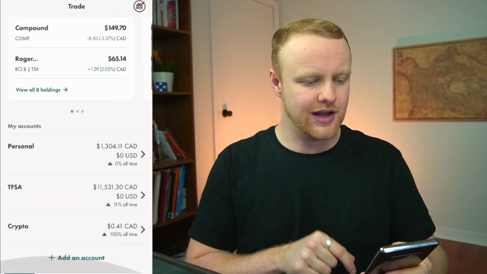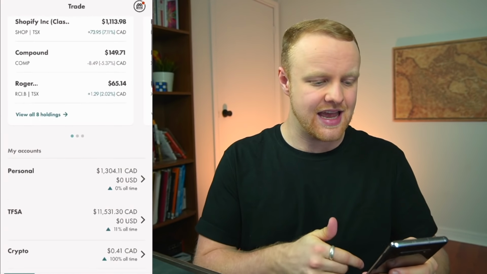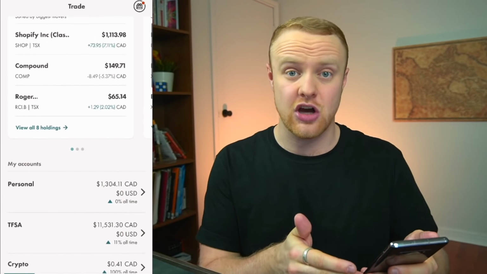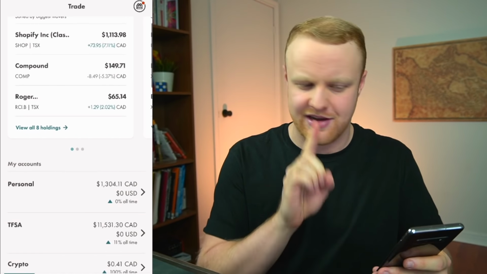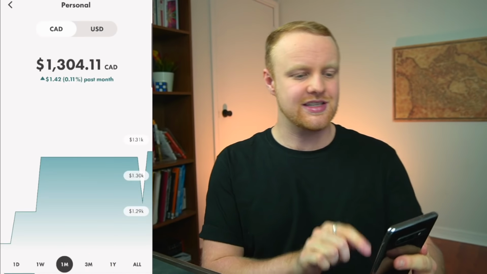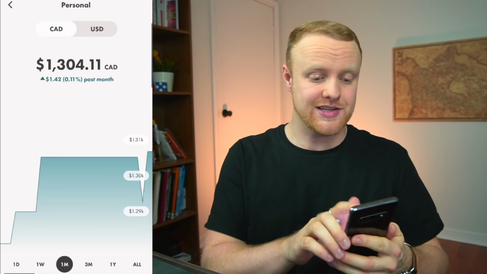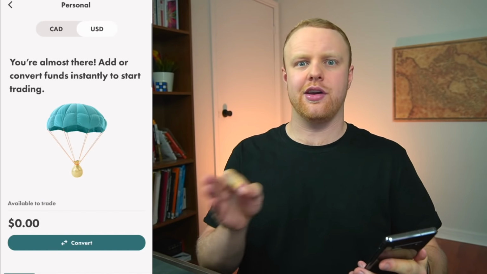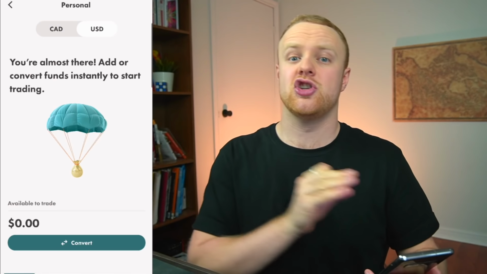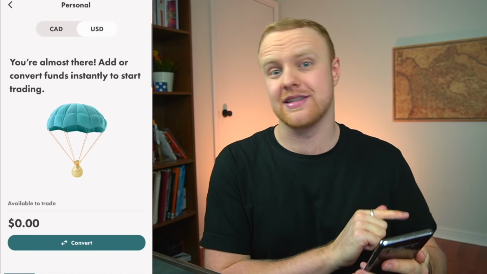You'll see here when I look at my personal account and my TFSA, well, it'll actually show me the Canadian dollar amount and a US dollar amount. Now this is new. When we go in here, you can see there's a left tab that says Canadian dollars and a right tab that says US dollars. As we switch over to the US dollar tab, you can see that now you can convert your funds from Canadian dollars to US dollars that you can actually hold inside of your account.